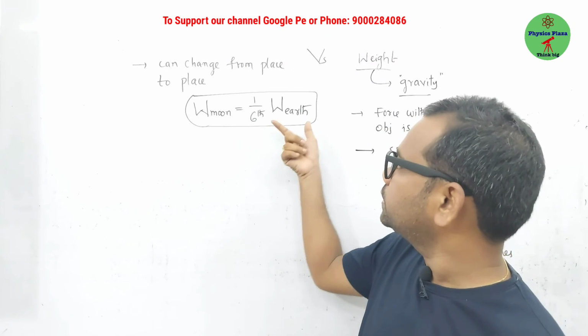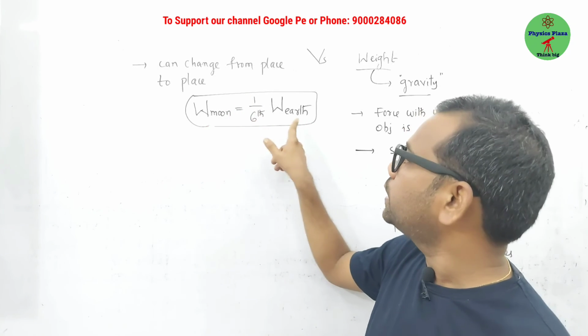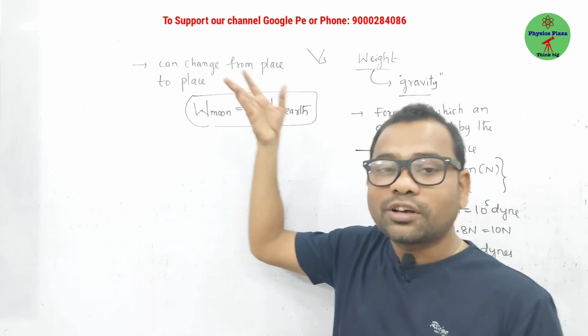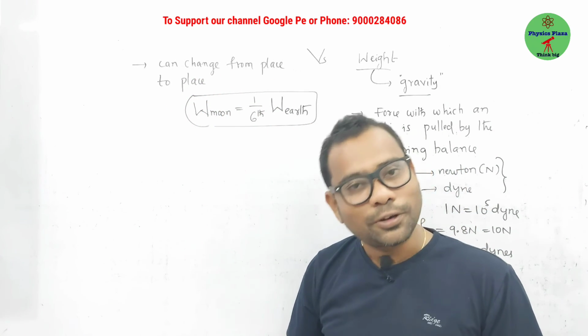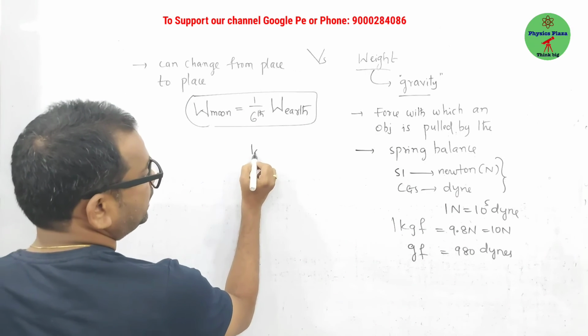Here yours is 60. There on the moon, it means 60 by 6, which is 10. Here it is 100. On the moon, 100 by 6. Here it is 1000. On the moon, 1000 by 6. Okay. So here we have a small simple formula to calculate.